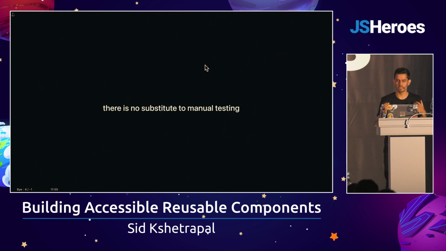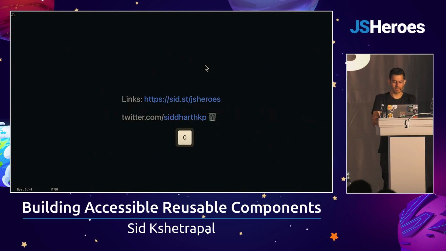Just like good design, you can't really automation test good design. It's the same for accessibility design. You just have to use it. You have to get a feel for it. So there is, unfortunately, no substitute to manual testing.